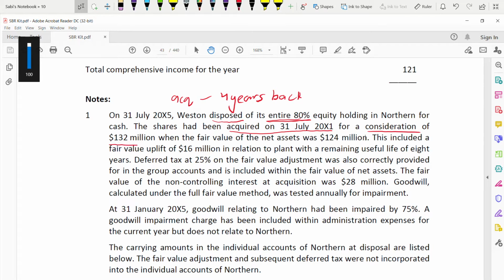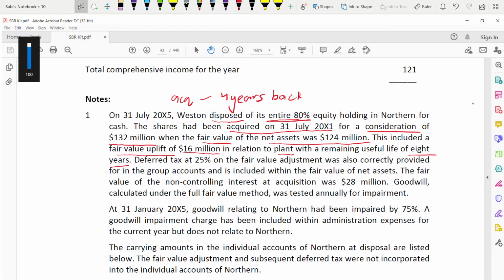Okay, so for how much? For 132 million, when the fair value of net assets was 124 million, which included a fair value uplift. So this included what? Included the net asset fair value uplift. That means it increased 16 million in relation to plant, with a remaining useful life of 8 years. That time it was 8 years.